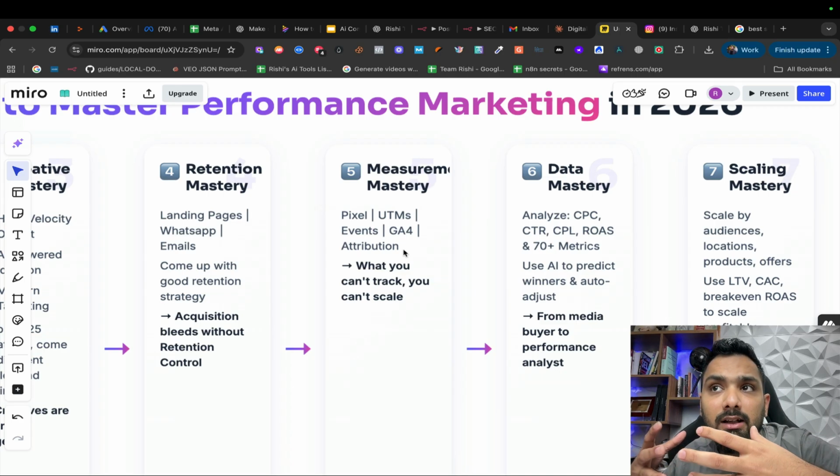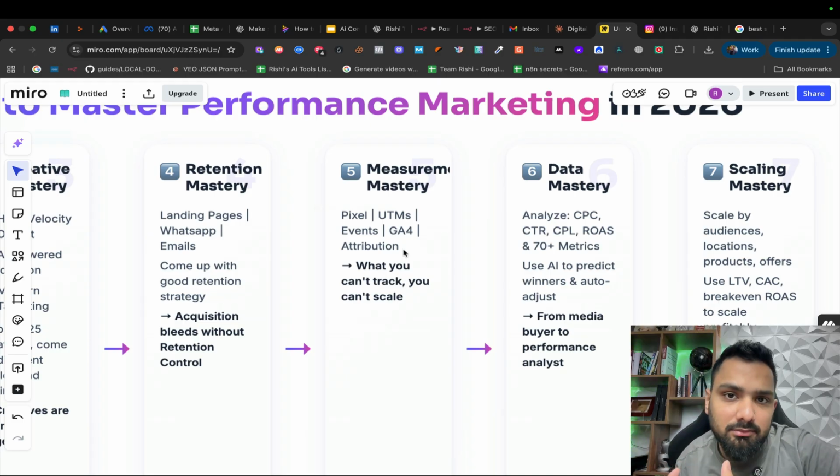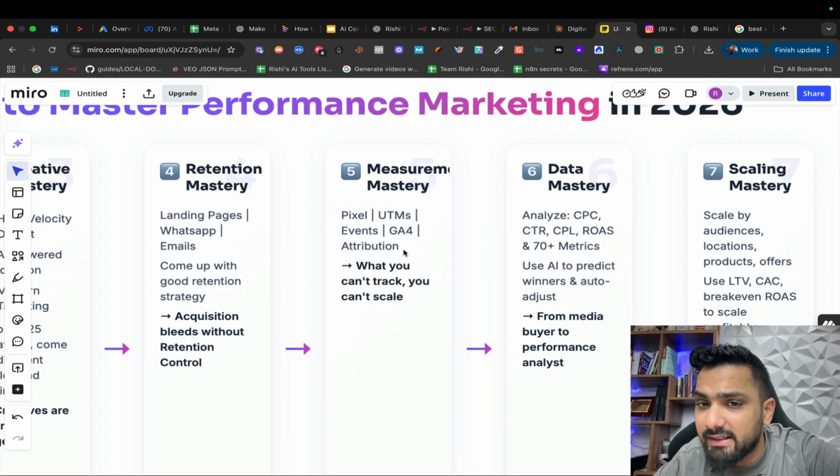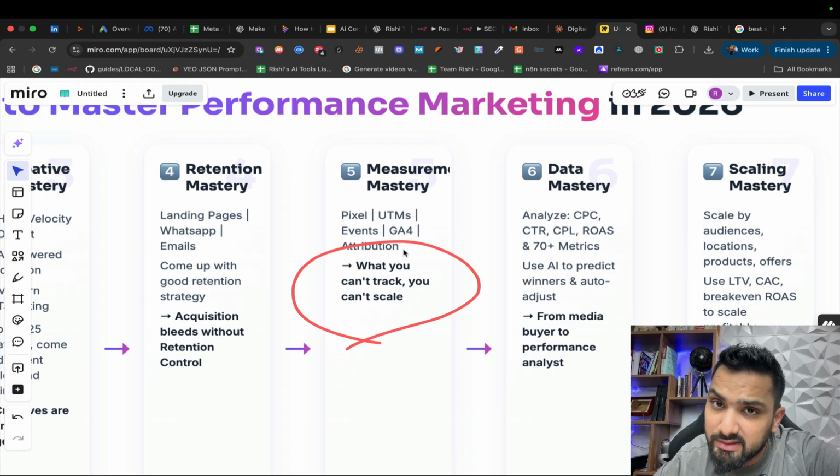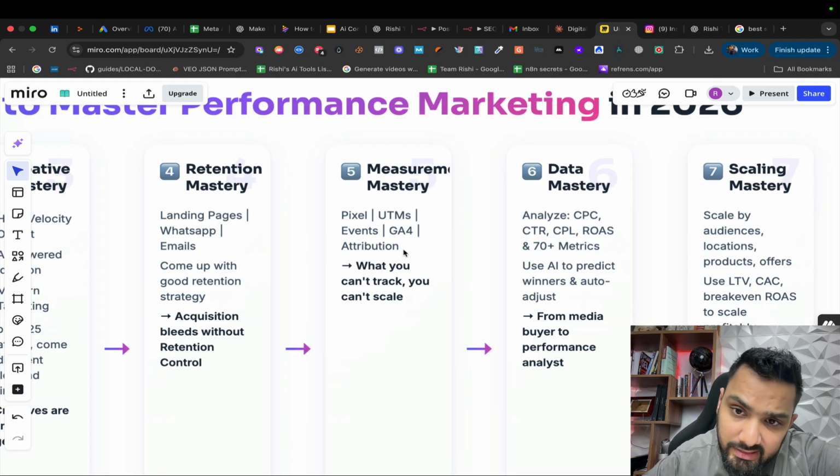If you dilute and poison with wrong data, like you are optimizing for the wrong things, your ads will suffer and you will reach the wrong audiences. So having a deep understanding of measurement is important. Remember one thing: what you cannot track is what you cannot scale. So your capability of getting this right is really important.